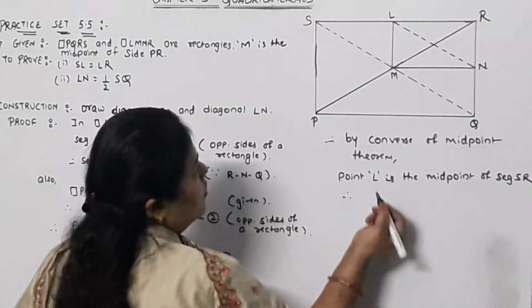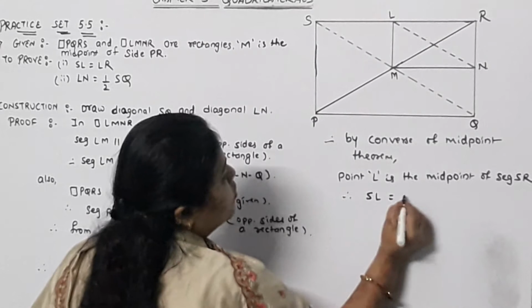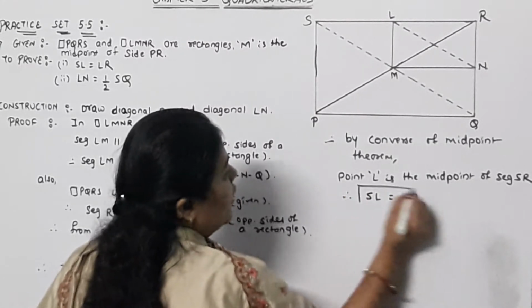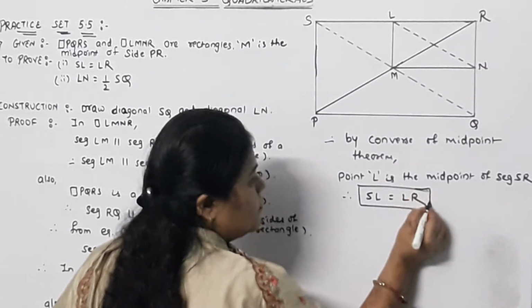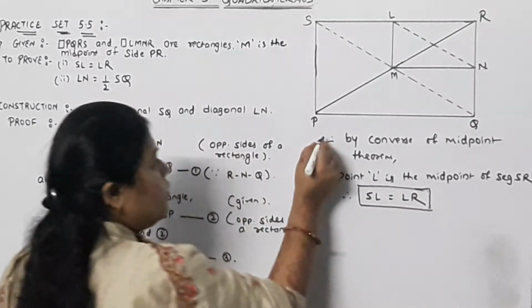Therefore, SL equals LR. This way we are done with the first part of the answer. Right? Note it down, then we will see the second part.